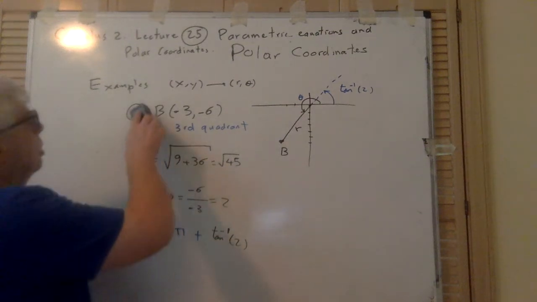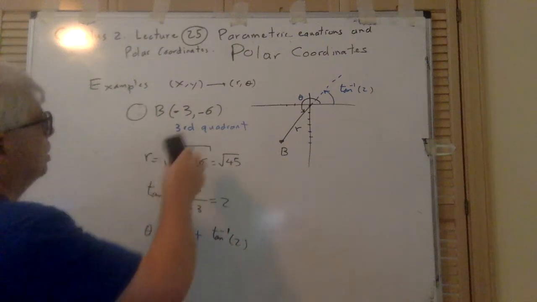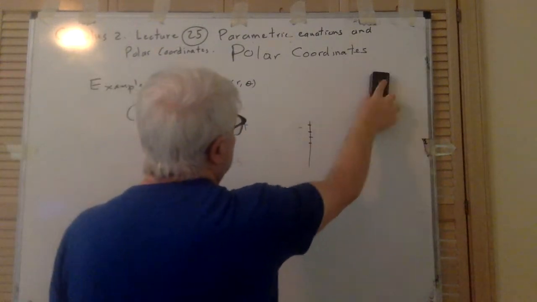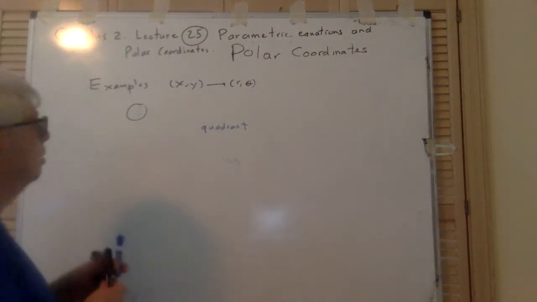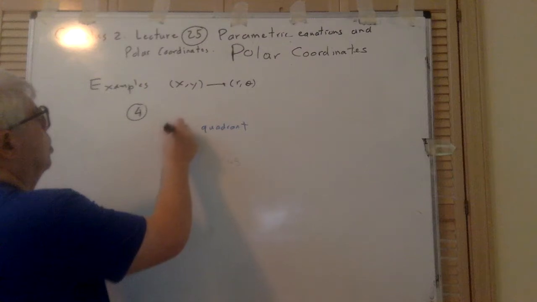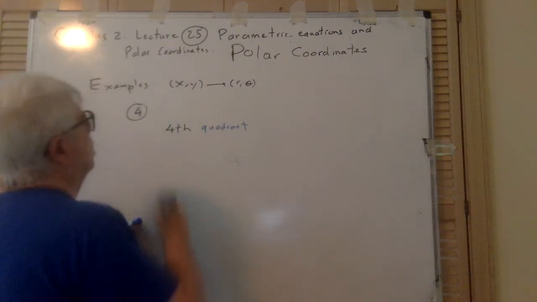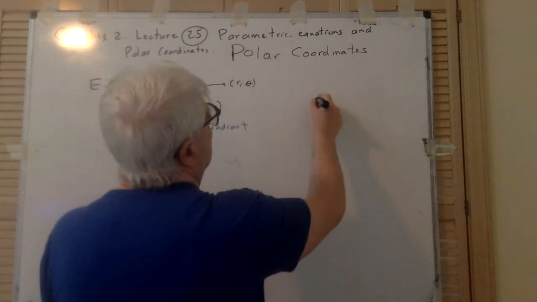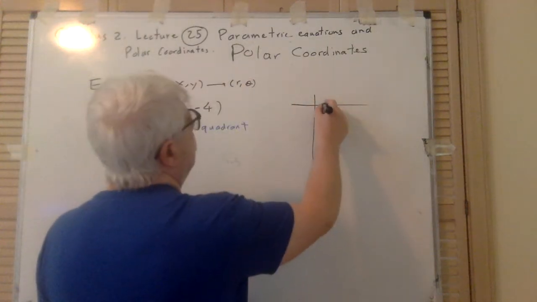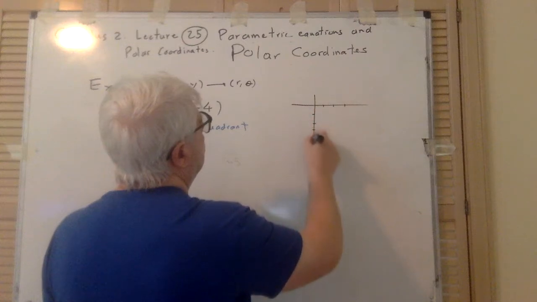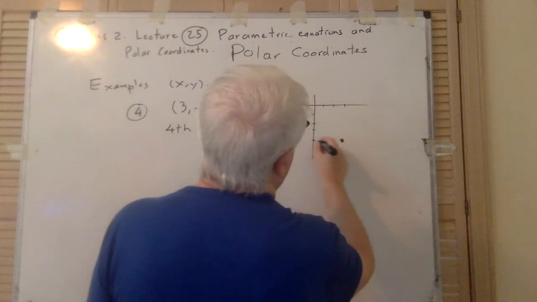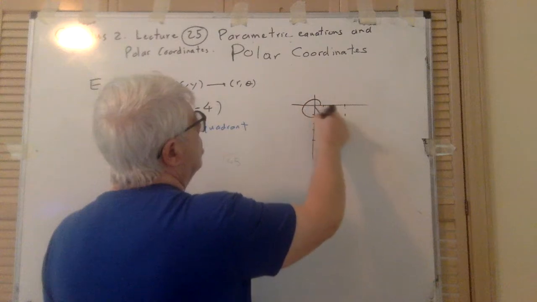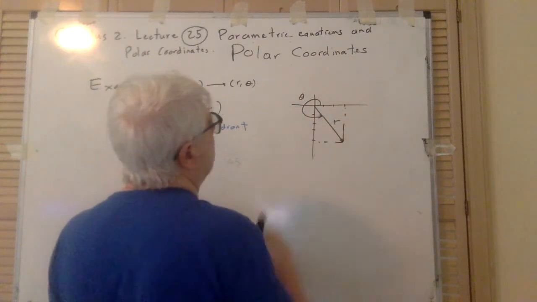And at last, something in the fourth quadrant. So let me erase this. Fourth quadrant. I have positive and negative. So I'm here. Positive 3, 1, 2, 3, negative 4, 1, 2, 3, 4. So it's somewhere here, right? And I said go with positive theta and positive r. You can go with negative, it's okay.